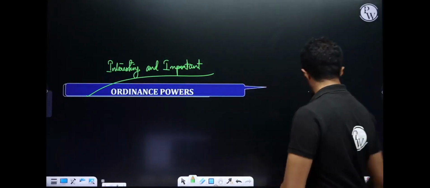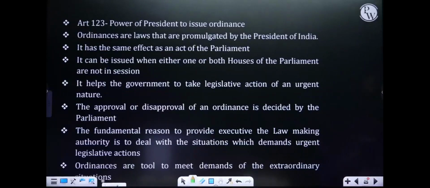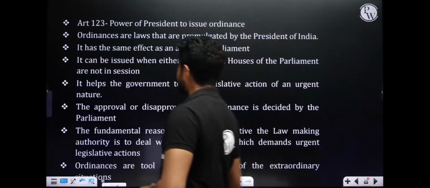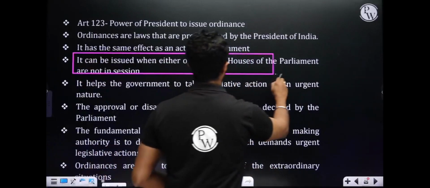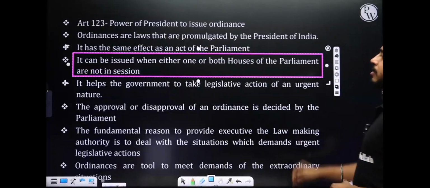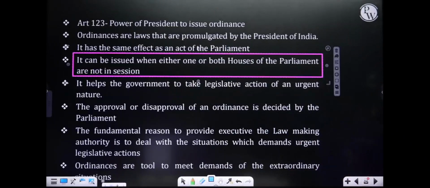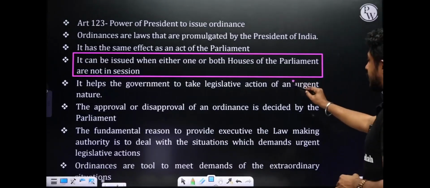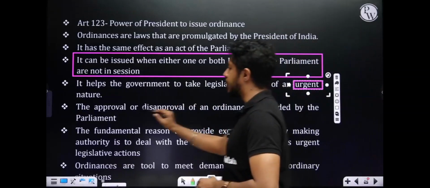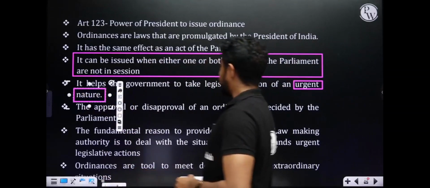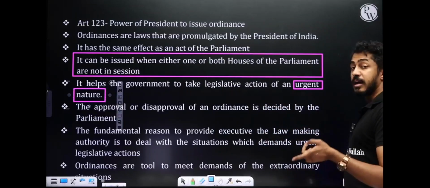Let us look into it. Article 123, power of the president to issue ordinance. Ordinances are laws that are promulgated by the President of India. It has the same effect as an act of the parliament. It can be issued when one or both houses of the parliament are not in session. It helps the government to take legislative action of an urgent nature. That is, it's very, very important. The approval or disapproval of an ordinance is decided by the parliament.